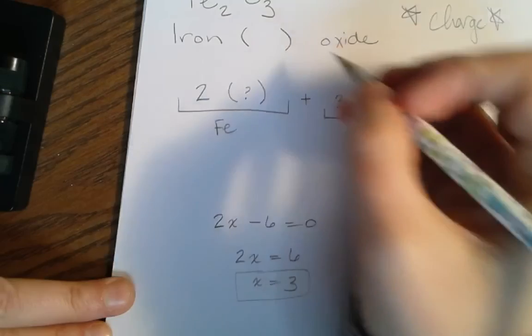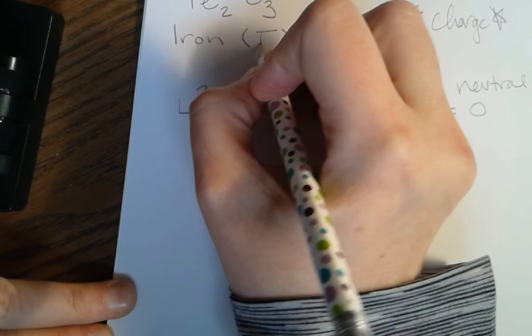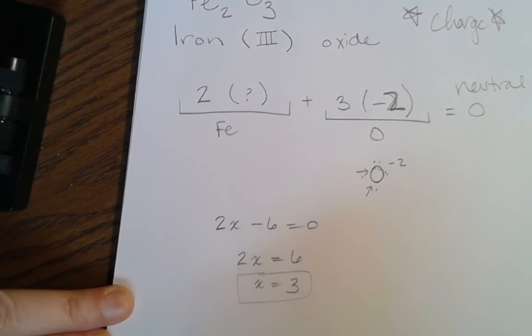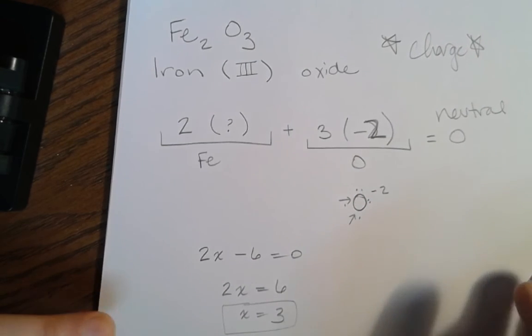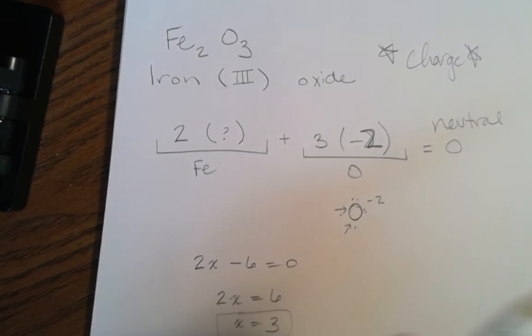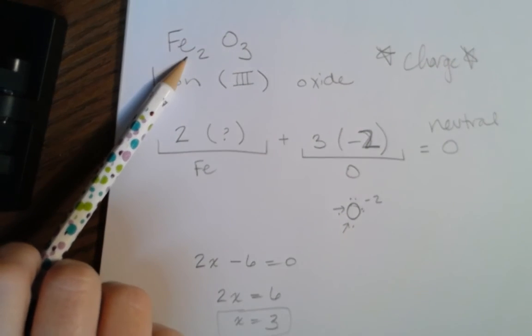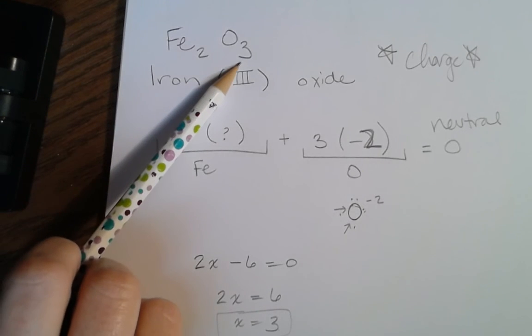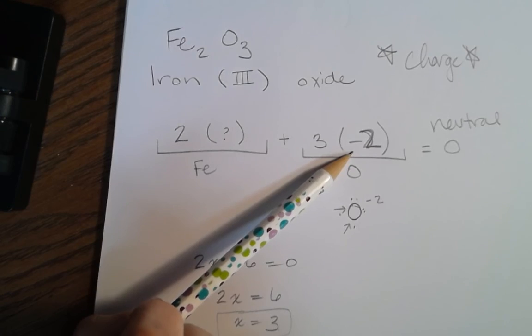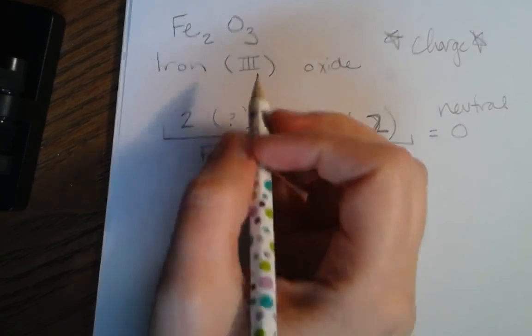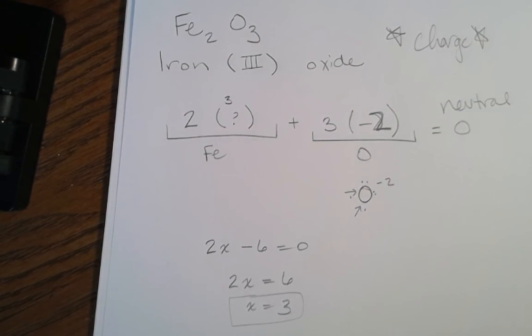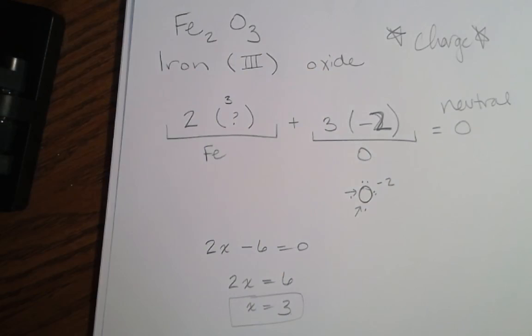We can even check it just to be sure. That's your iron plus 3. So now you've got 2 irons, each with a charge of +3, and 3 oxides, each with a charge of -2. 2 times 3 equals 3 times 2. It works.